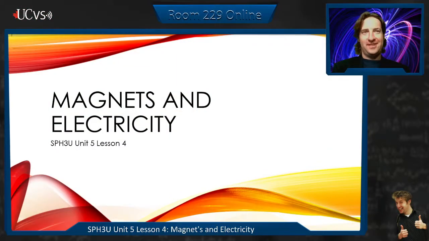Hello, everybody. All right, so let's keep talking about electricity. We're now going to go a little bit off the beaten path here. So far, we've done basic circuit analysis and talked about current electricity. We're going to now start talking about how electricity is related to magnetism.